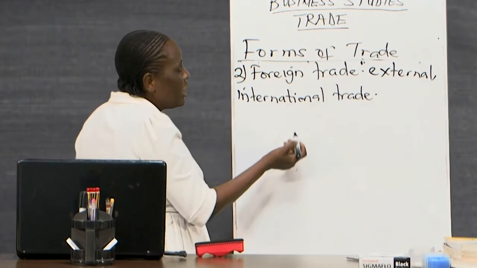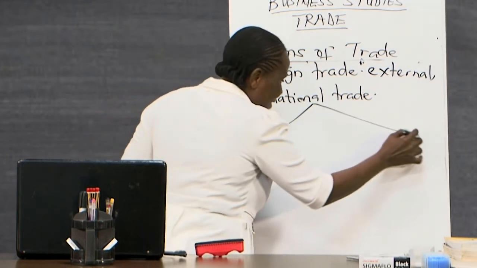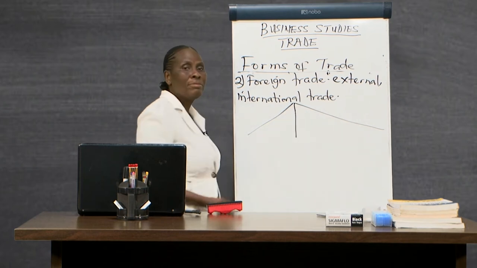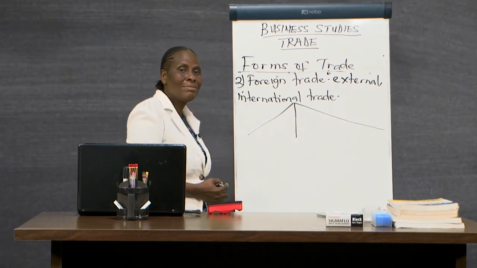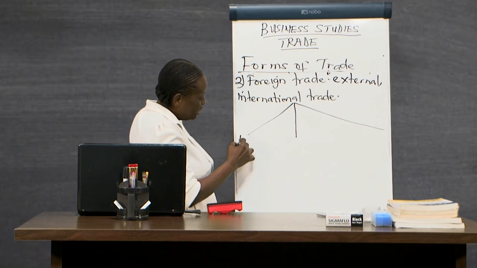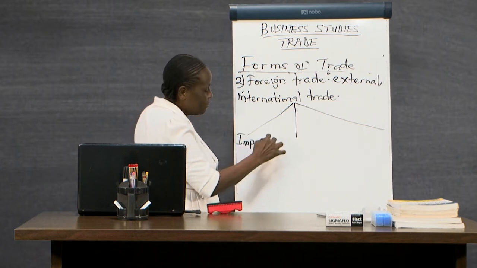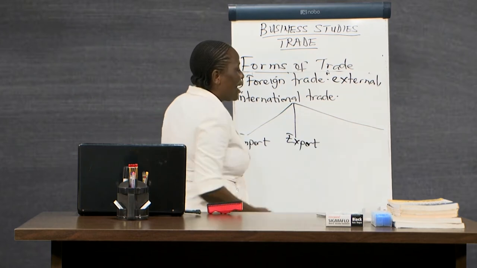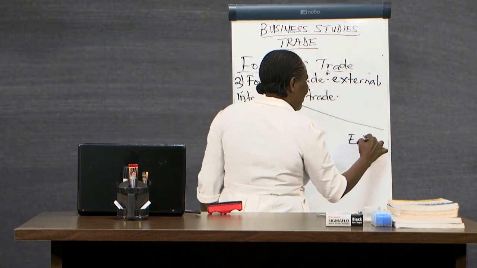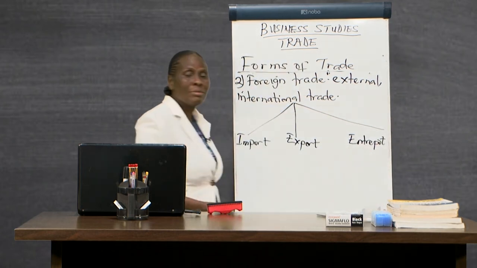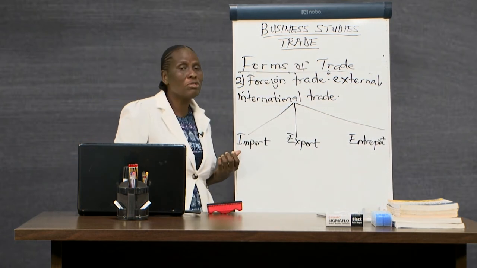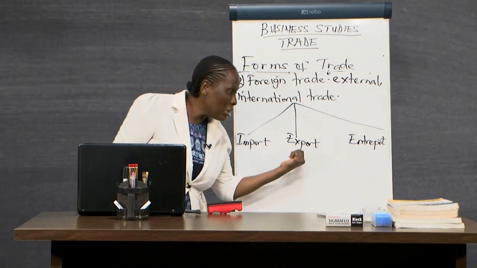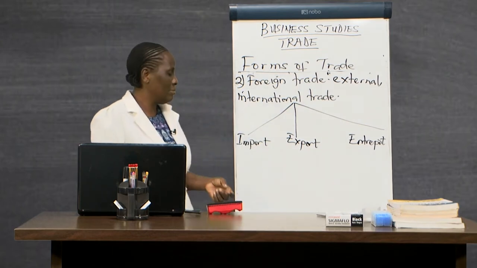Now, foreign trade can also be divided, but this time around, it's not into two, but three. Can you guess? Oh, the first one, import. We have export. And we also have entry ports. So the subdivisions of foreign trade are imports, exports, and entry ports.